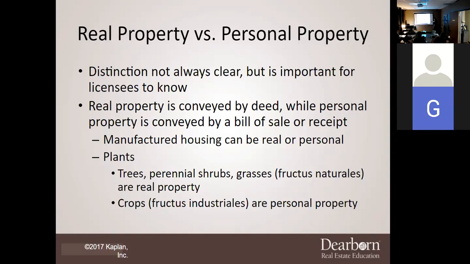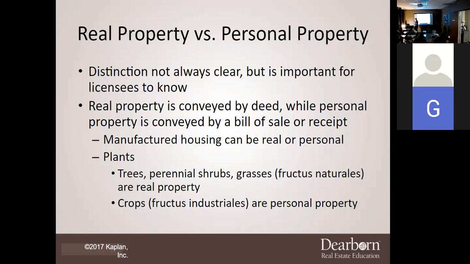Okay. That is basically the fructus naturalis. That's the legal terminology. It's where trees, shrubs, and grasses are all going to be real property until they're harvested. The minute they're harvested and the crops are broken off, they become personal property. Does that make sense?